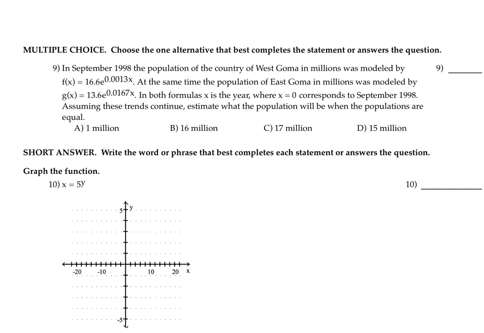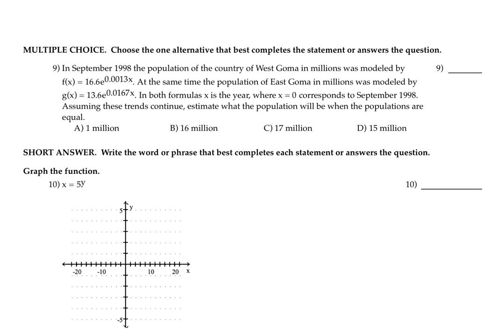So 13.6 is like the original population in millions. 16.6 is the original population of the other country in millions, and we want to know when will these two countries be the same. So when do they intersect?